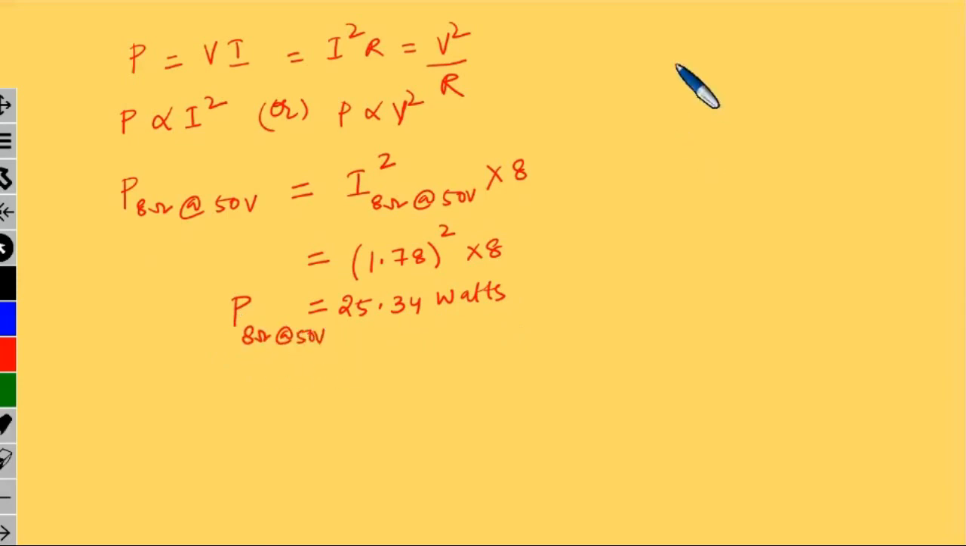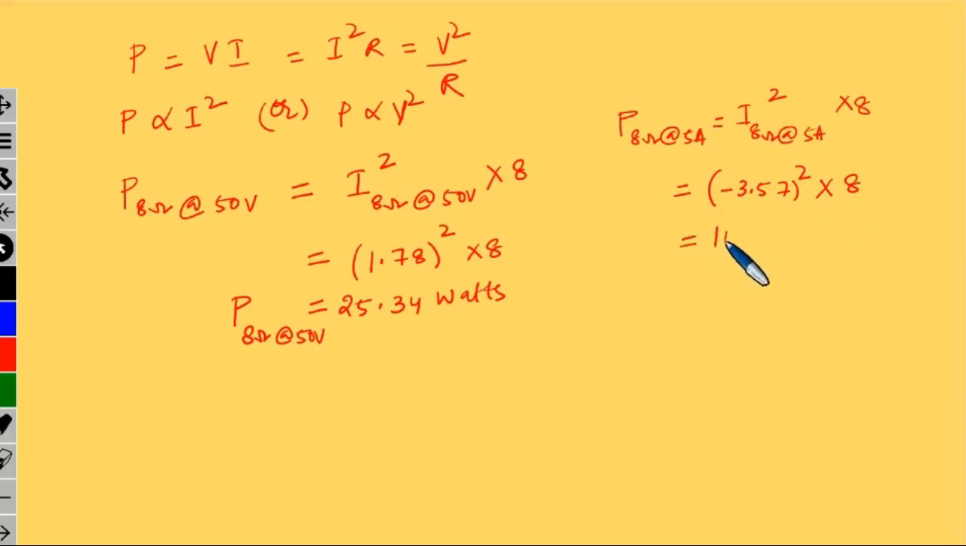Now similarly, find the power in the 8 ohm resistor due to the other source, which was 5 amperes. The power in the 8 ohm resistor due to the 5 amp source is given by the current in the 8 ohm resistor due to the 5 amp source, squared, into 8. The current flowing was minus 3.57, so minus 3.57 whole square into 8 is 101.95 watts.